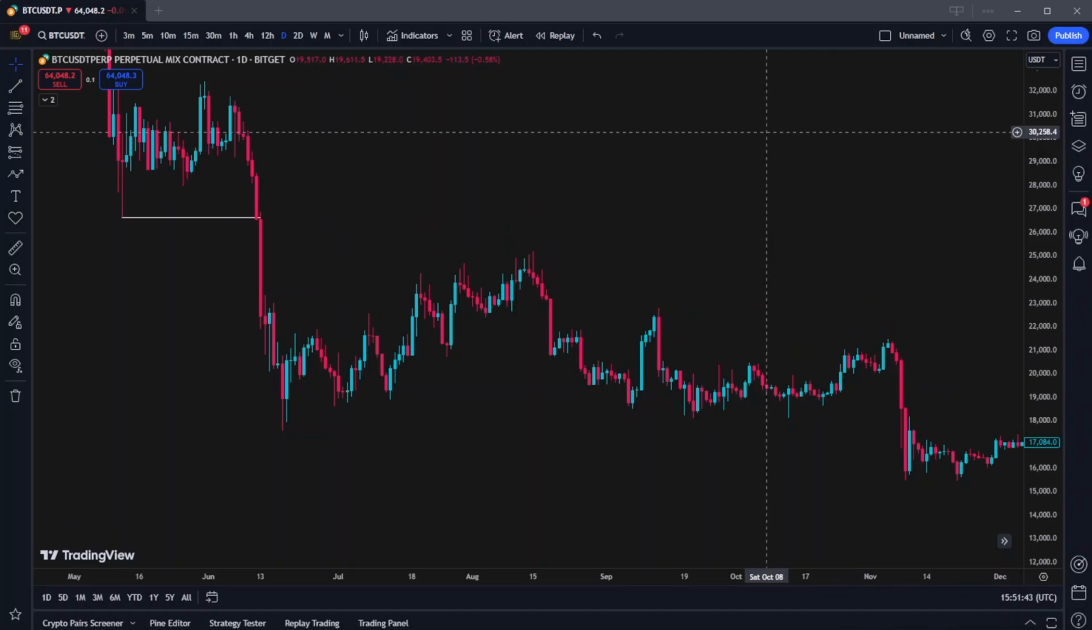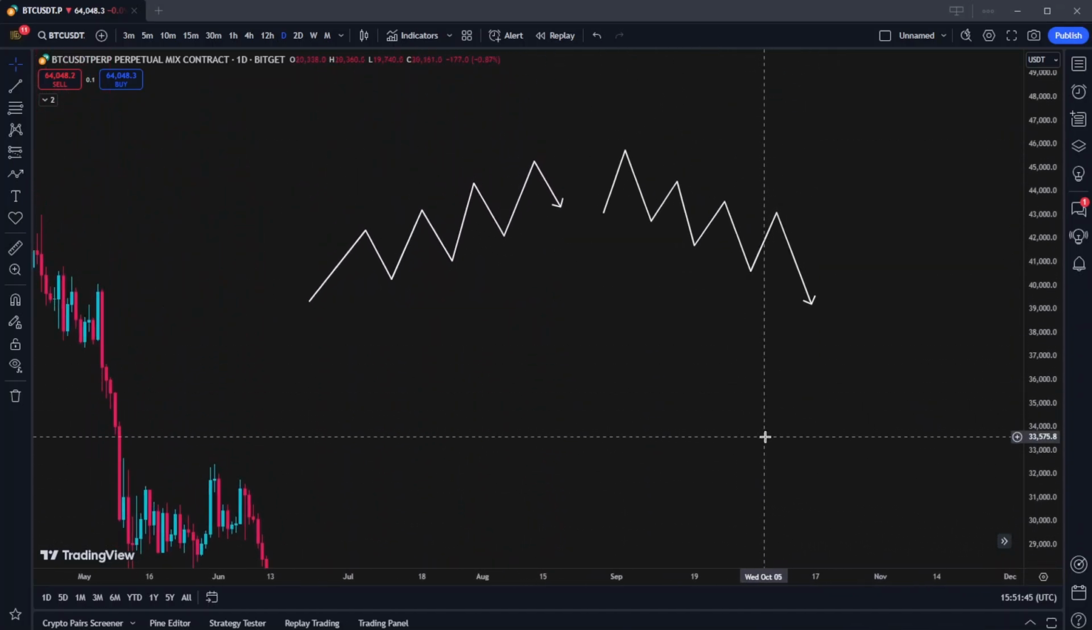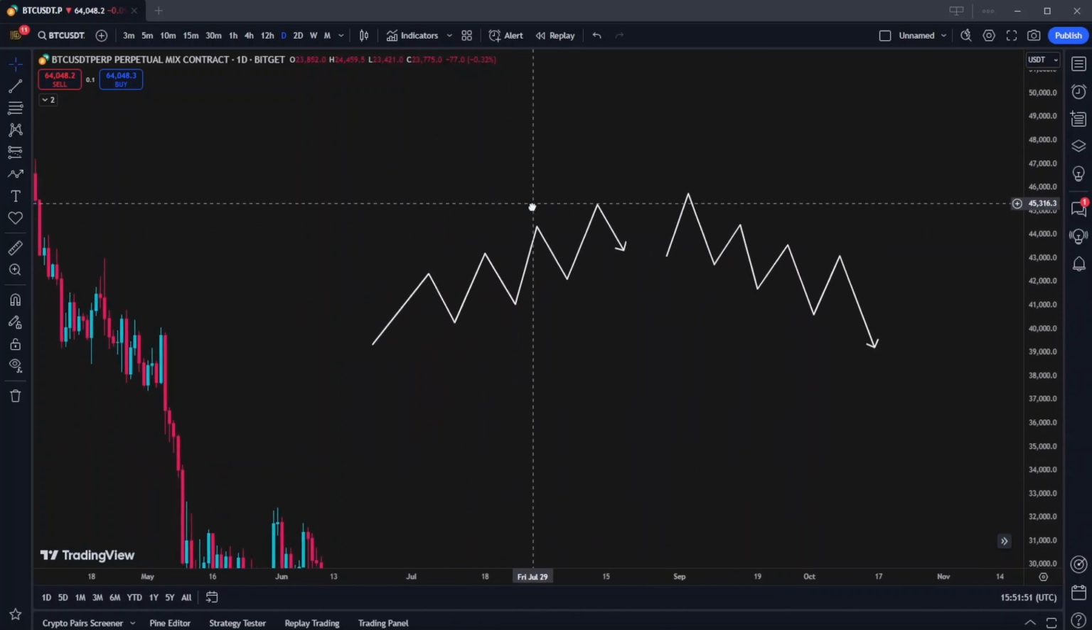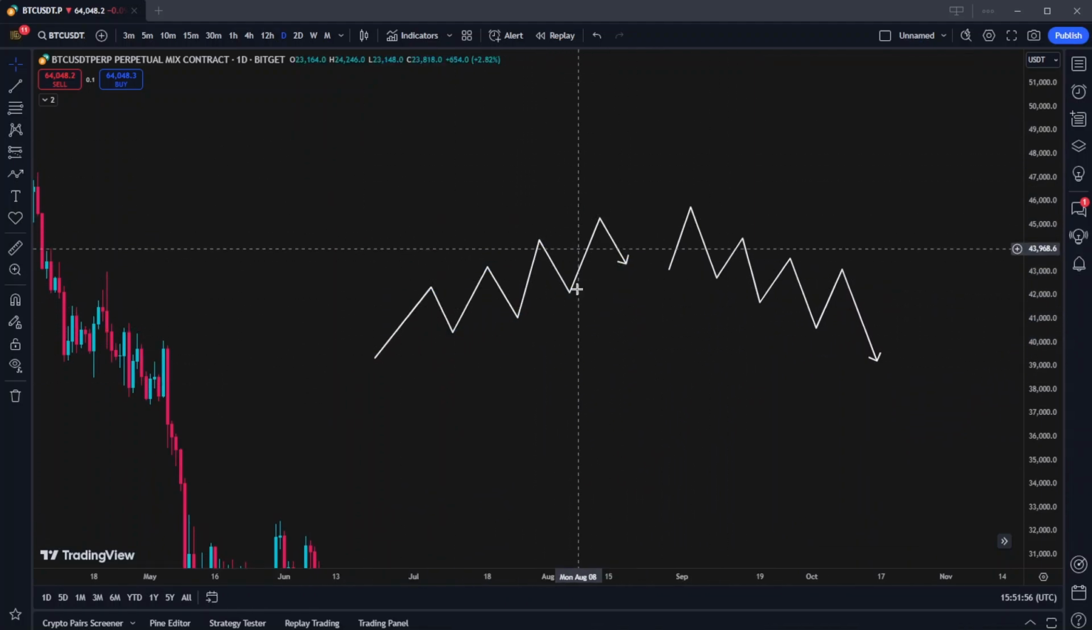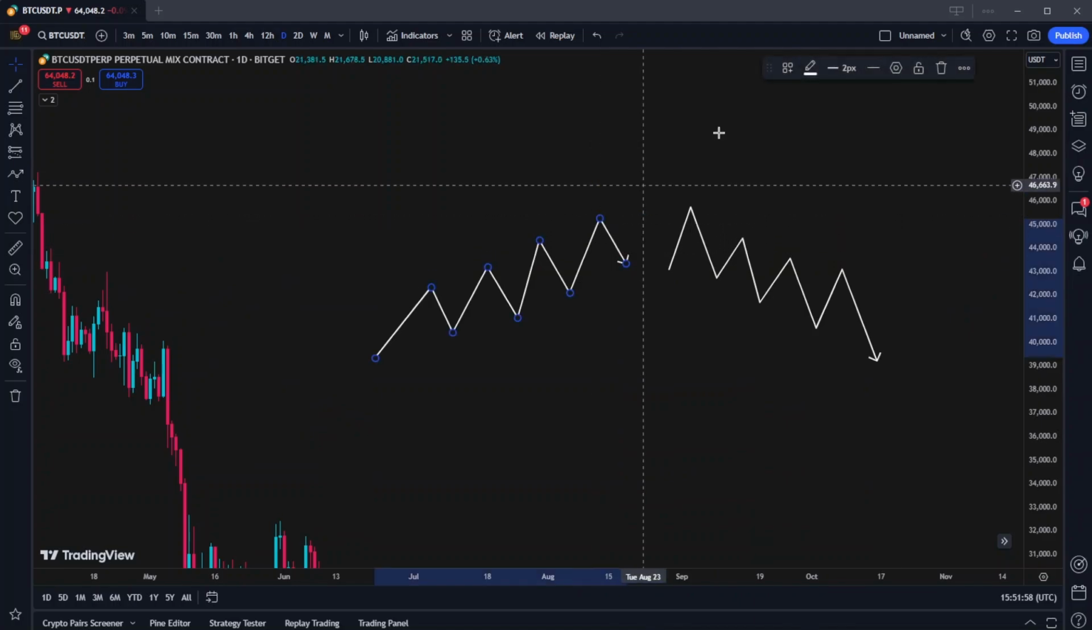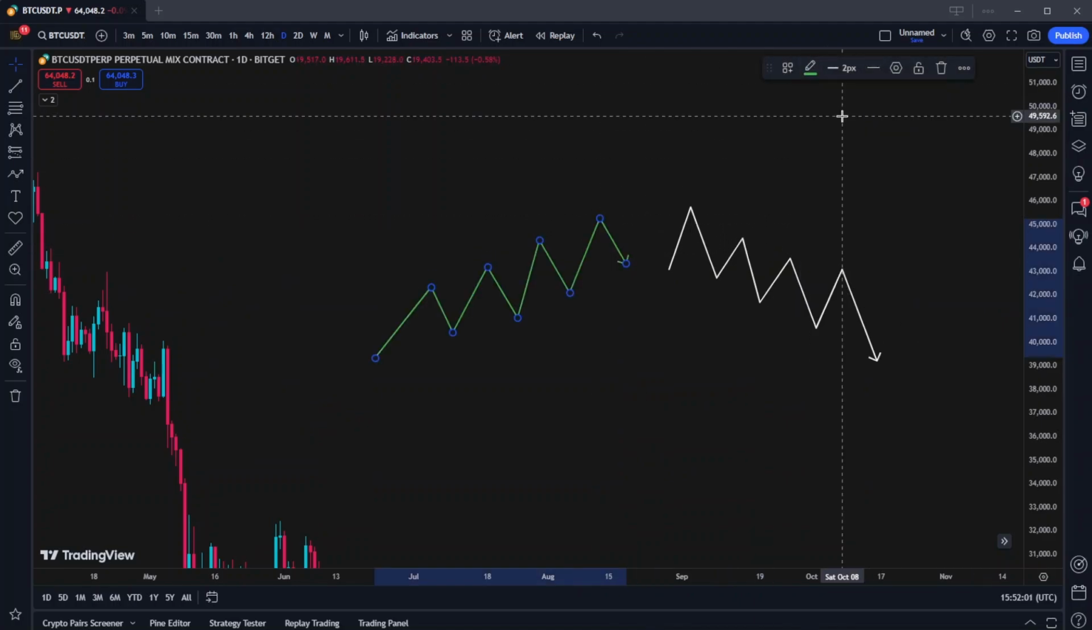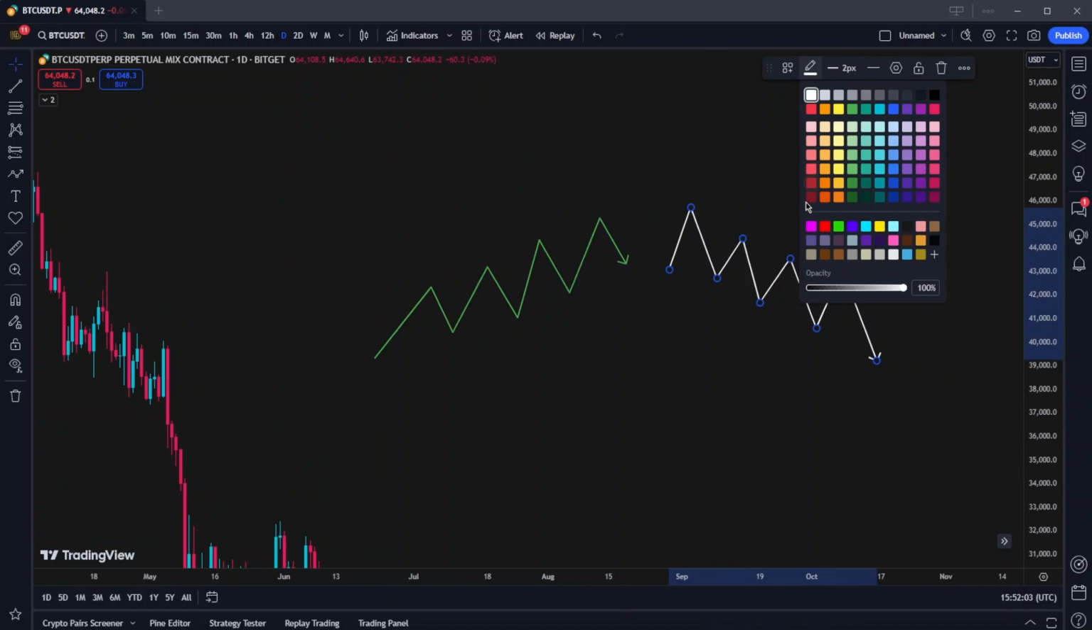So a break of structure happens when the price moves beyond a key support or resistance level. Now this break can indicate a potential change in the market direction or confirm the existing trend. So as we can see here from my drawn out diagrams, we have an uptrend and we have a downtrend. So I'll quickly mark the uptrend in green and the downtrend in red.